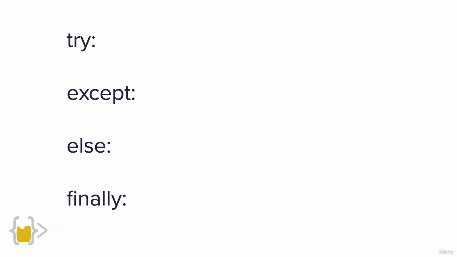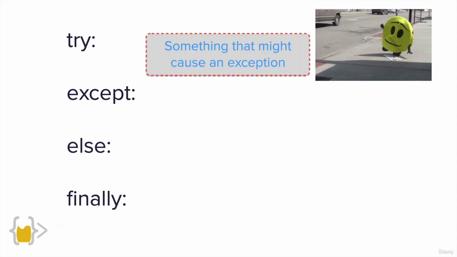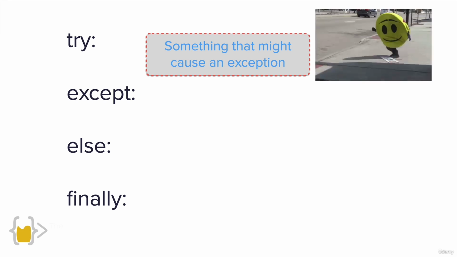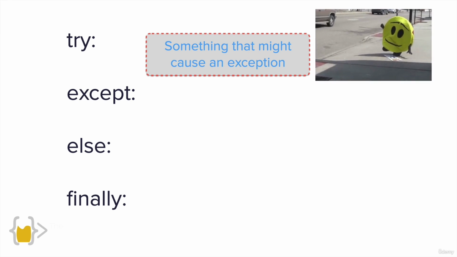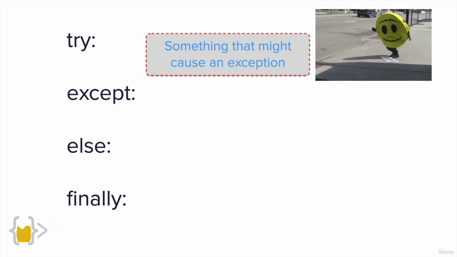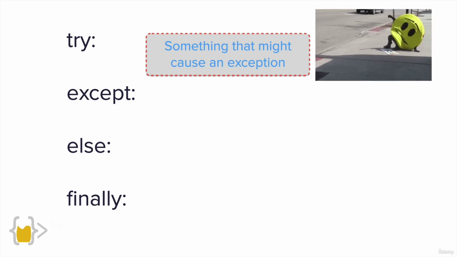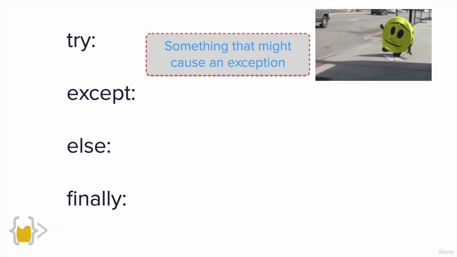Here's what the code looks like when we're dealing with these exceptions. We have try, except, else, and finally. These are the 4 keywords that are really important when it comes to handling exceptions. Now, the first keyword, try, comes before a block of code where you're executing something that might cause an exception. So basically, you're trying to execute a piece of code. In most cases, it probably will work, but sometimes it just might not.